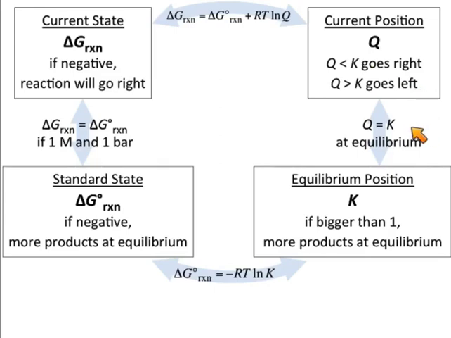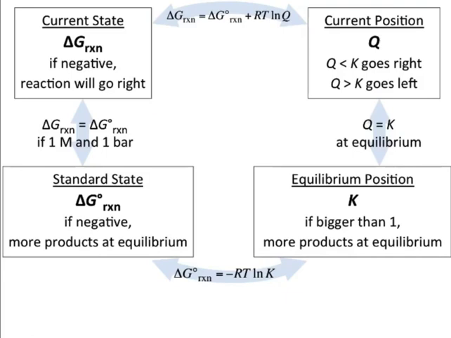Now, if you want to go to equilibrium, well, at equilibrium, Q equals K. And so if K is bigger than 1, there's more products at equilibrium. If K is less than 1, there's less products and more reactants at equilibrium. And you can use this nice equation down here to convert yourself to delta G naught at the standard state, which tells us about the amount of products at equilibrium, right? So both of these can give us the same information of whether you have more products or more reactants at equilibrium. And then if you're at standard states, you can convert between these two.